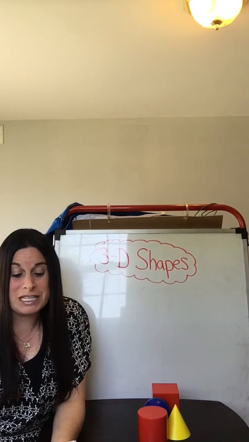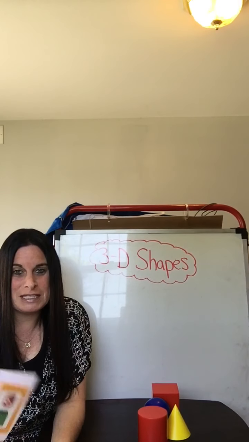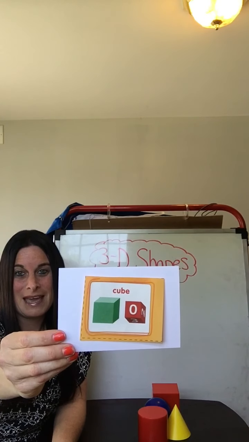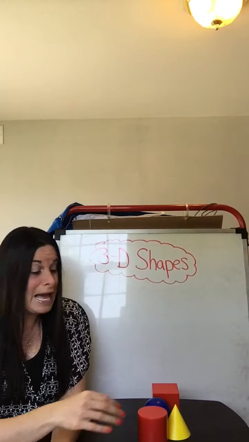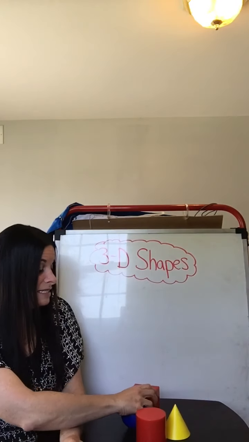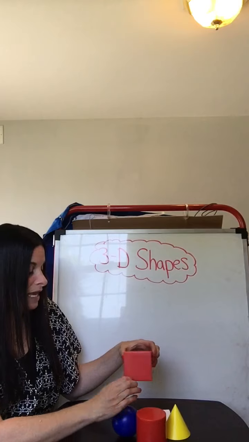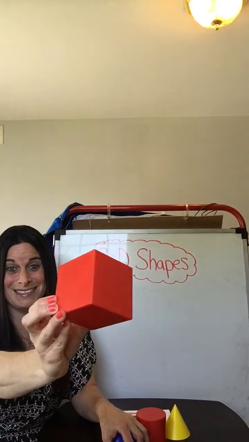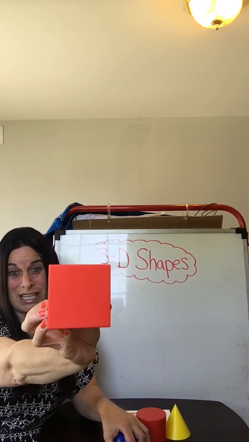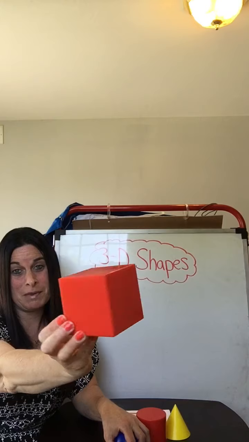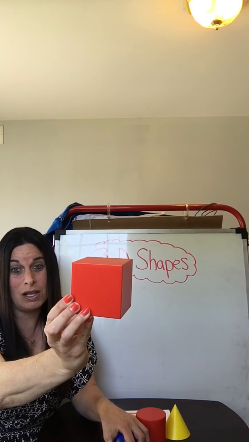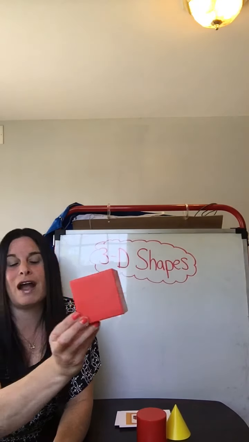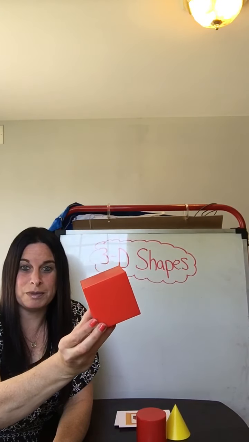So some of the 3D shapes we're going to talk about today. The first one is a cube. A cube. It might look like a square, but once again, look, this is my cube and I can see it all the way around. If I just look like this, it looks like a square, but remember, 3D shapes I can see all around.